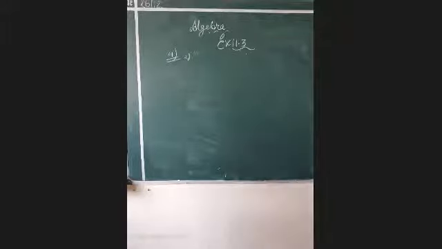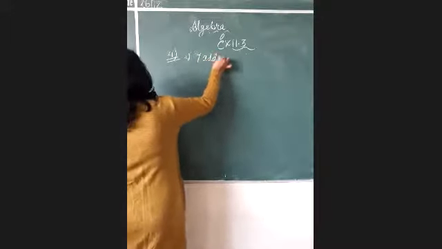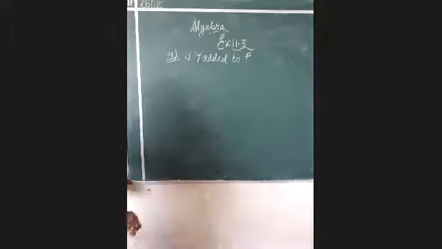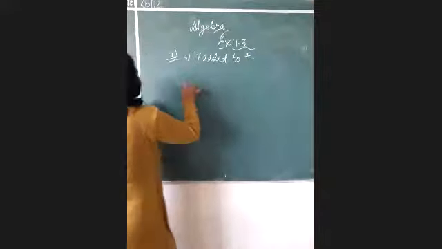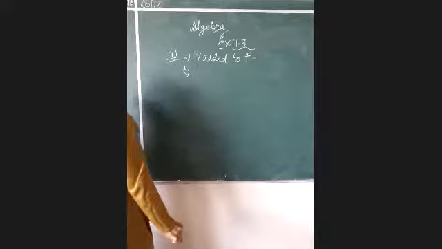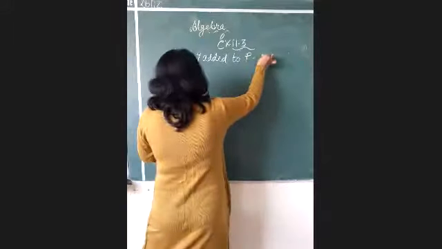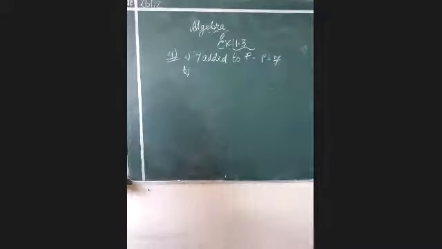Okay. The first question is telling here that 7 added to P. This we have already discussed how to do. Can you reply what should be the answer for 7 added to P? Please reply in the chat box. 7 added to P. What should be the answer? Very nice. The answer would be P plus 7.